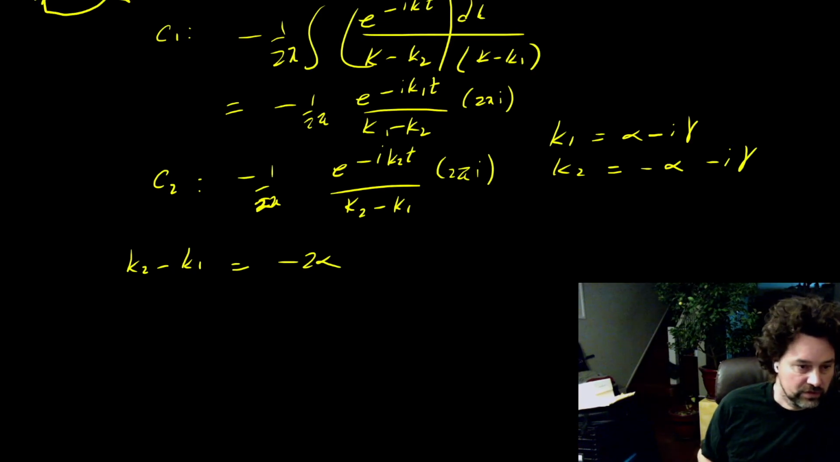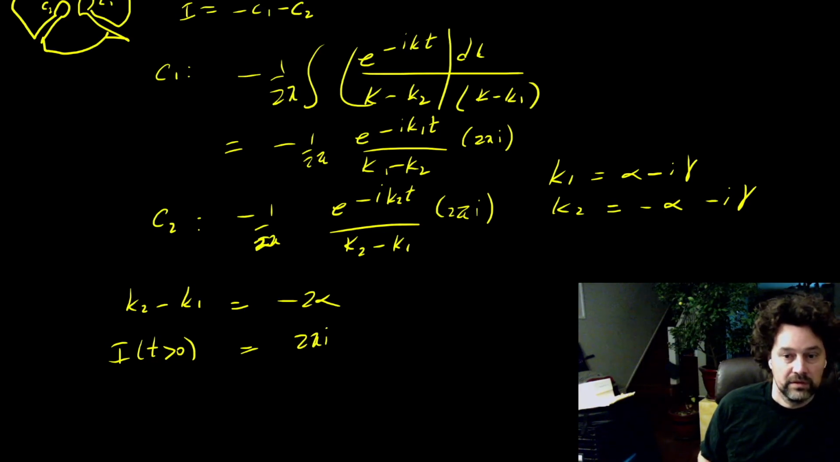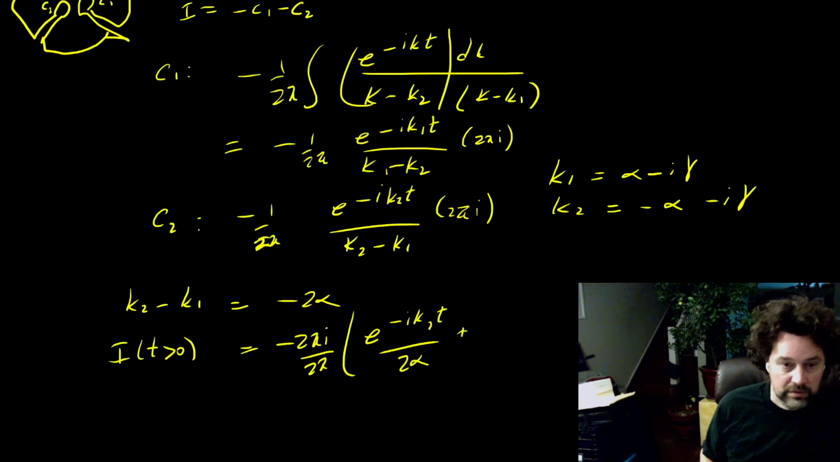All right. So our integral, provided that t is greater than 0, is 2 pi i, and so we want minus, and we have a minus in the denominator, so we have minus all told, divided by 2 pi, of e to the minus i k2 t over 2 alpha plus e to the minus i k1 t over 2 alpha.